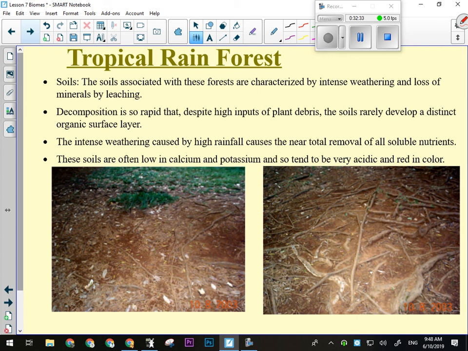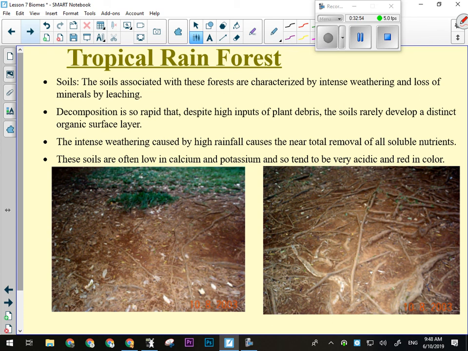They move by diffusion from an area where they're highly concentrated, the soil, into the water where they're less concentrated. So literally the water sucks the nutrients out of the soil like a leech. It just sucks the nutrients out and then the water runs off and takes the nutrients with it. That's what makes these soils so poor for agriculture.